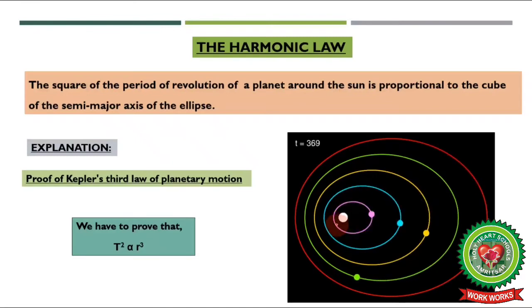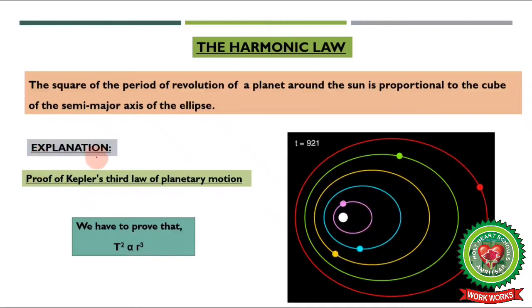Time period is less means it is moving faster. On the other hand, the planet which is farther from the Sun, whose radius is more, is slower, meaning its time period is more. We can conclude from this law, and the relationship between time period and radius can be mathematically represented as T squared is directly proportional to r cubed, where T is the time period of the planet and r is the distance of the planet from the Sun, where r is the semi-major axis of the ellipse.